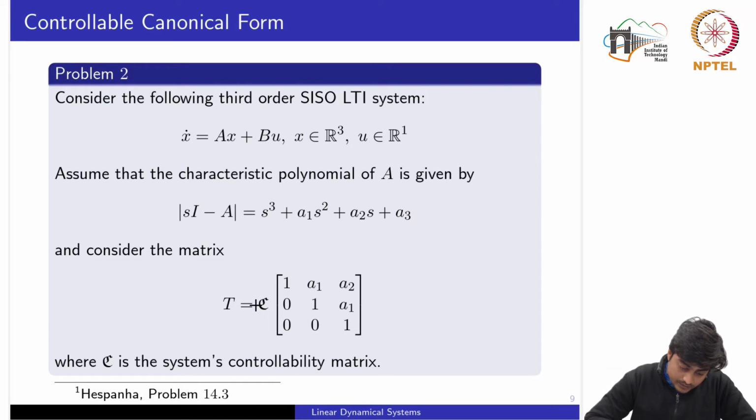In problem 2, we are given again an AB pair where X is three-dimensional and U is scalar. So assume that the characteristic polynomial of A is given by this one, and we define another matrix T, which is equal to the controllability matrix, times another matrix which is composed of some of the elements of the characteristic polynomial, right? So this matrix is important here.